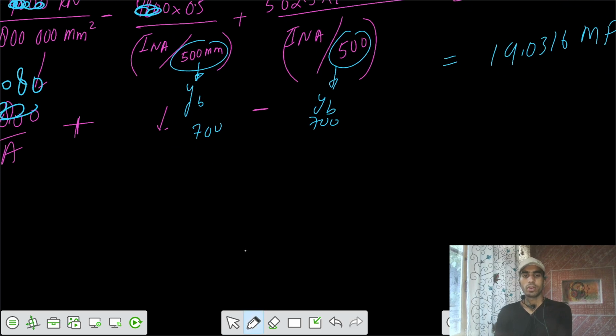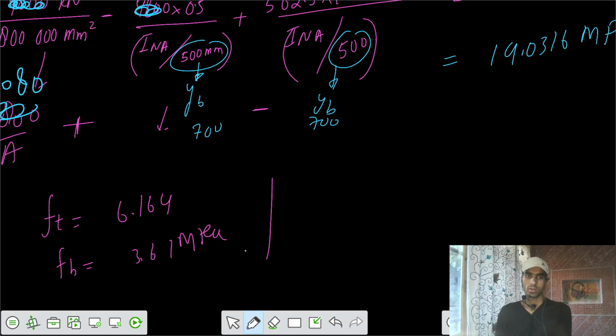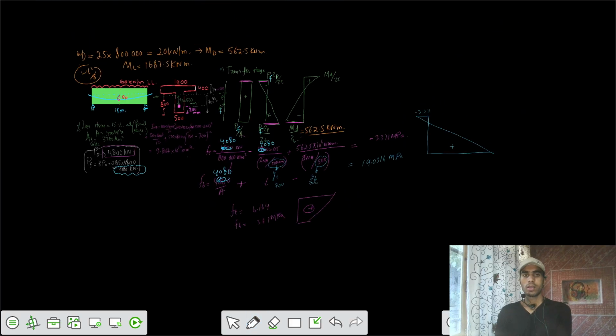So I would say your stress at the top is equal to 6.164 megapascals. The stress at the bottom is 3.61 megapascals. So the final diagram is in this way. This is your final diagram for the stresses. So that was the end for that topic.